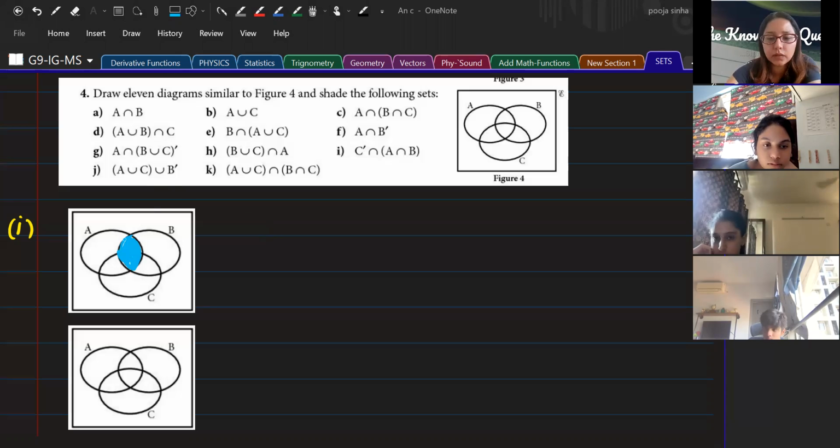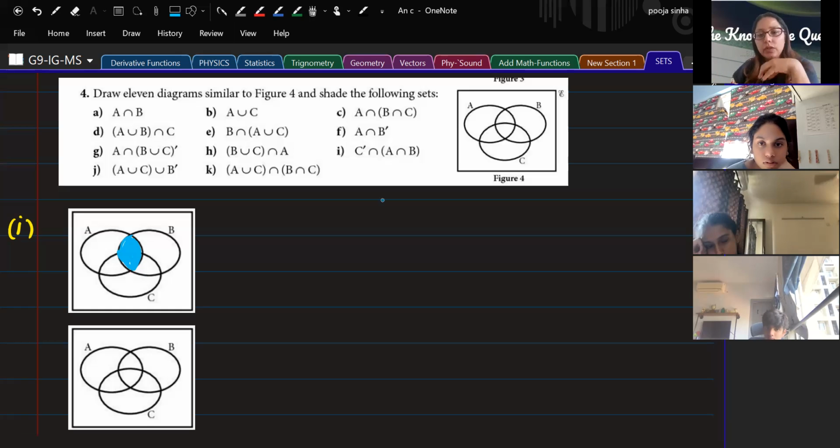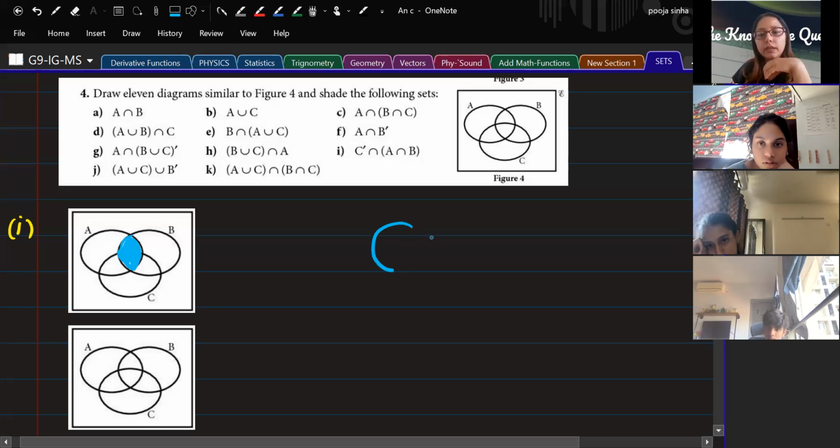Next, Shamik. What's the second symbol? It's union. Union means if you need to unite everything. If this is a circle, this is another circle. These are two sets, set A and B. So A union B would be everything in A and everything in B. Unite them. Got it? That's the union symbol.